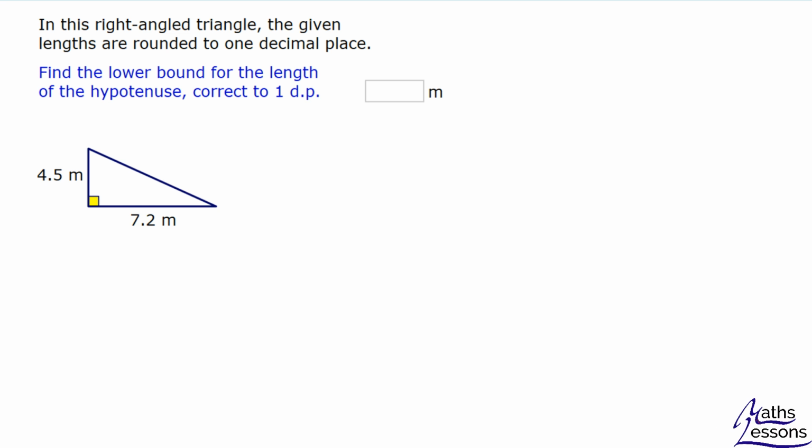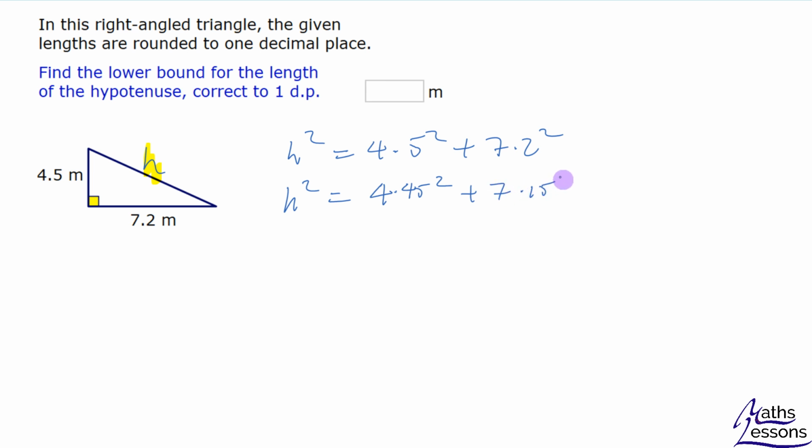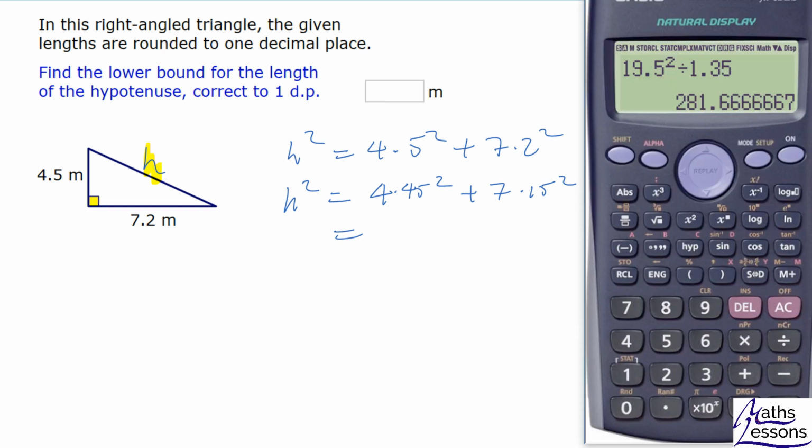So there we go. That's that question. We're going to go through this now, and we're looking to find the lower bound for the length of the hypotenuse. So we know that the hypotenuse h squared will equal 4.5 squared plus 7.2 squared, but we want the lower bound. And to make this as small as possible, we want the lower bounds of these. So the lower bound of 4.5 to 1 decimal place is 4.45 squared. The lower bound of 7.2 is 7.15 squared.